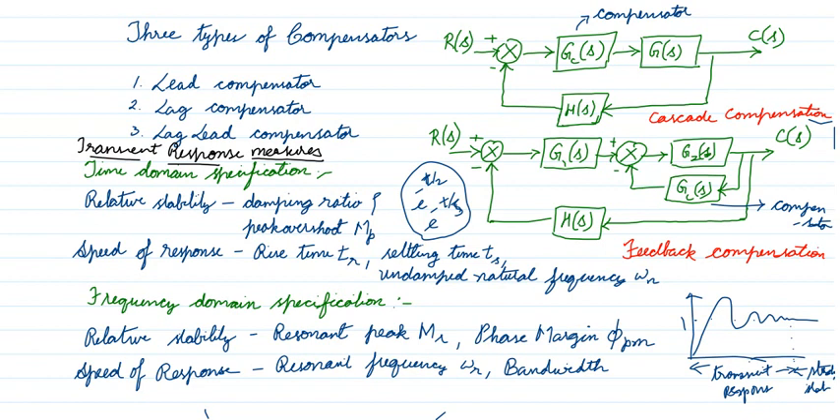We do compensation to achieve objectives like improving the relative stability. To achieve the speed of response, we go for compensation, and to reduce the steady state error also, we do the compensation technique. What are the types of compensators? Lag, lead and lag-lead compensators.